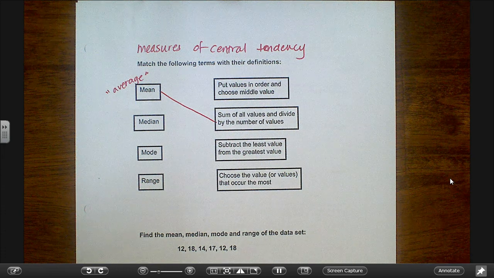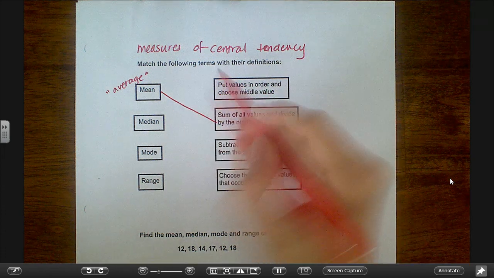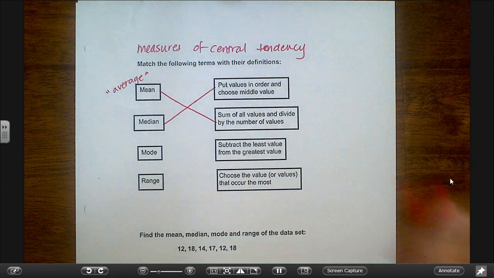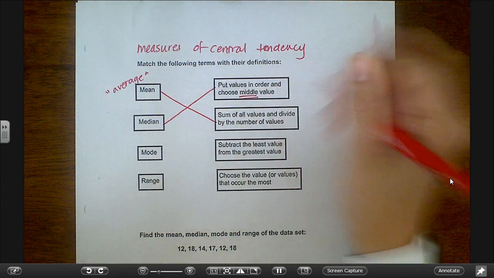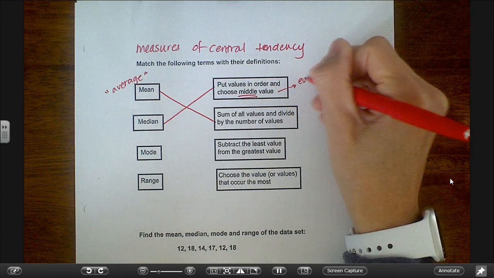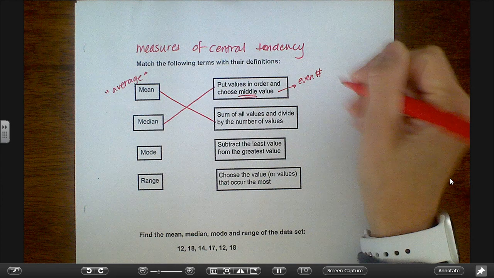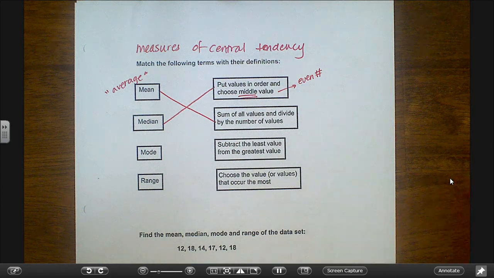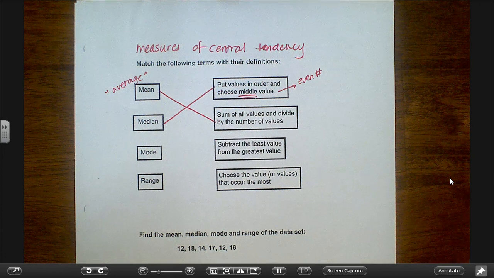The median is when you write your values in order from least to greatest, and you choose the middle value. Sometimes it gets a little confusing because sometimes there's not a middle value, because if you have an even number of values, obviously you don't have a middle. And in that case, we'll talk about what happens then.